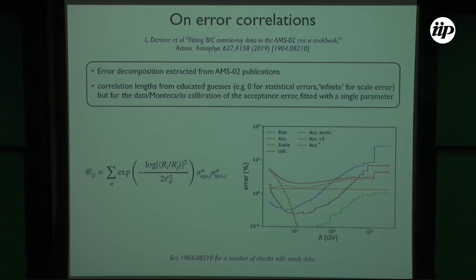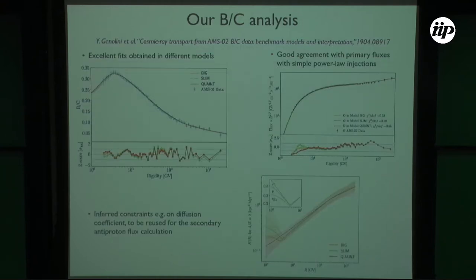Once you fit this, we get a good description of the boron over carbon data with secondary species only. These are examples of the boron over carbon in our model, in 3 different models that differ in the physics, especially at low rigidity. The primaries can be fitted quite easily with a single power law at injection. So we confirm, qualitatively at least, that this break here can be explained by purely diffusion effects.